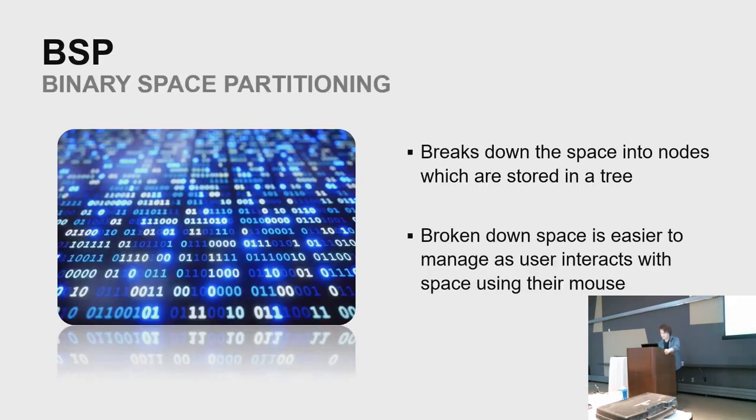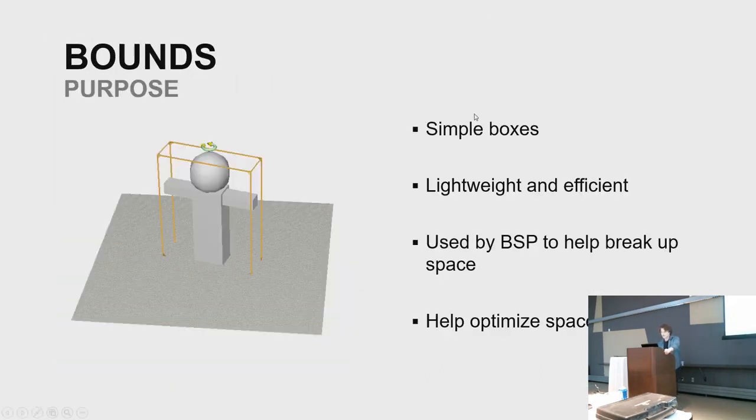Okay, cool. So bounds are very lightweight. They're simple. They're boxes, and those are values. Those are not like a class. They're not objects. So they're very simple, lightweight, and efficient. They don't take up much space in memory. And they are used by the BSP to help break up space. So when you start adding snappers to space, the snappers have bounds, and the BSP says, what is your bound? Oh, you're in this node as opposed to this other node. And these help optimize space interaction. So I'll show you right now how that works.